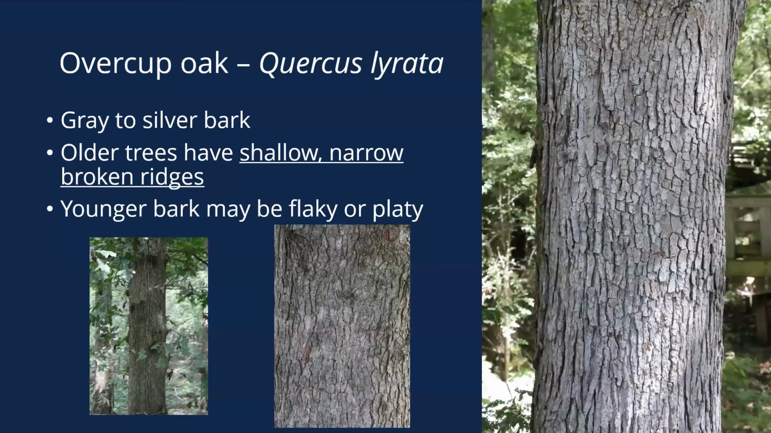Gray to silver bark looks a lot like white oak bark. Older trees will turn to shallow, narrow, broken ridges. Younger bark may be flaky or platy. But really for this one, habitat is a great indicator. That pinched look to the leaves, as well as obviously the acorns that are big with the caps growing all the way over them, will help get you to overcup oak.